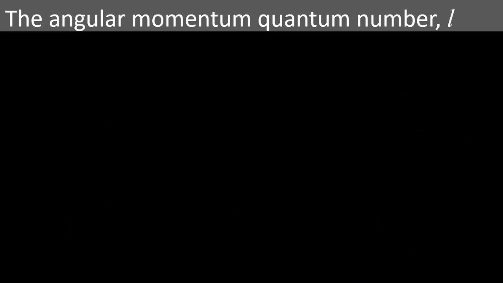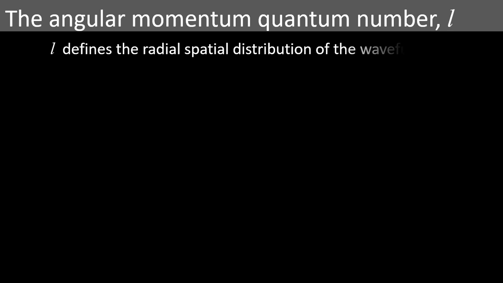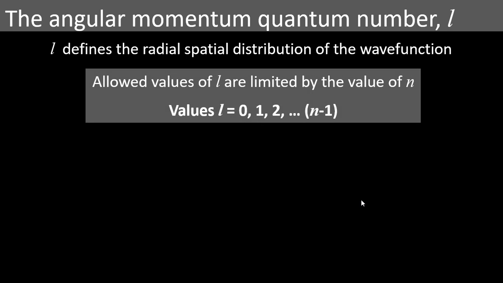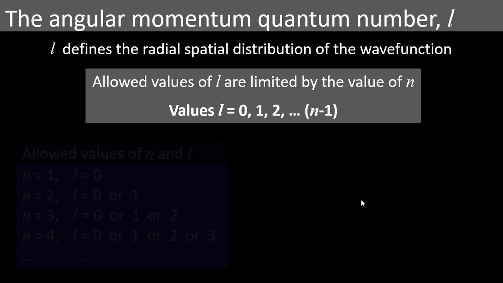Now, before I show you an orbital, I have to introduce a second quantum number, L. L is known as the angular momentum quantum number. It actually defines the radial spatial distribution, or, to put it more simply, it defines the shape of an orbital. The permitted values of L are completely constrained by the value of n. The rule is, for a given value of n, L can take integer values ranging from 0 up to a value of n minus 1.